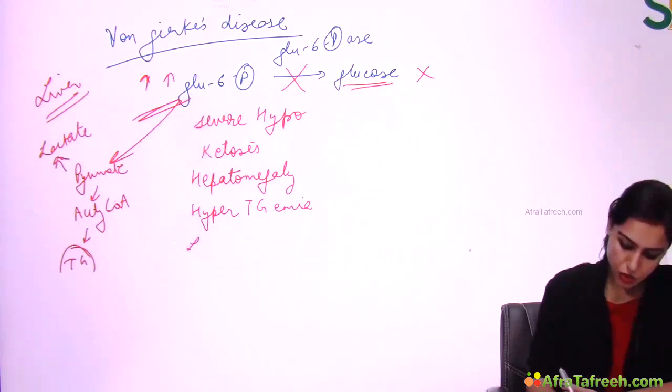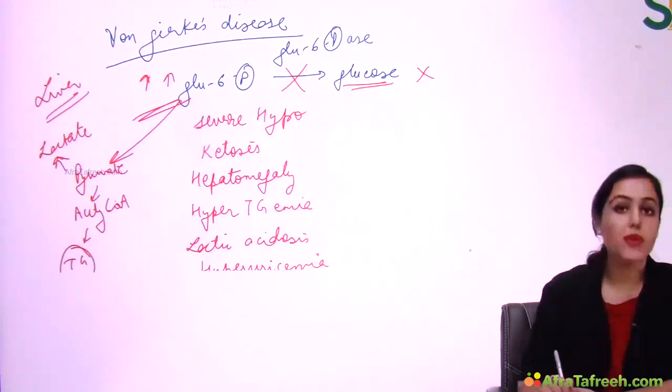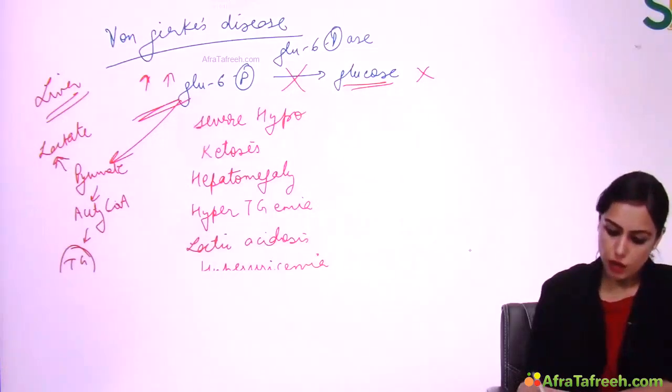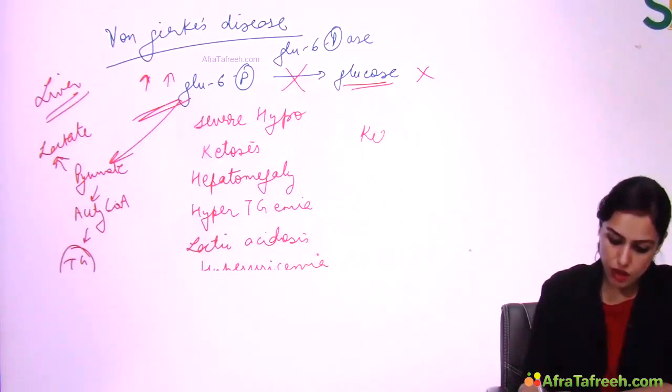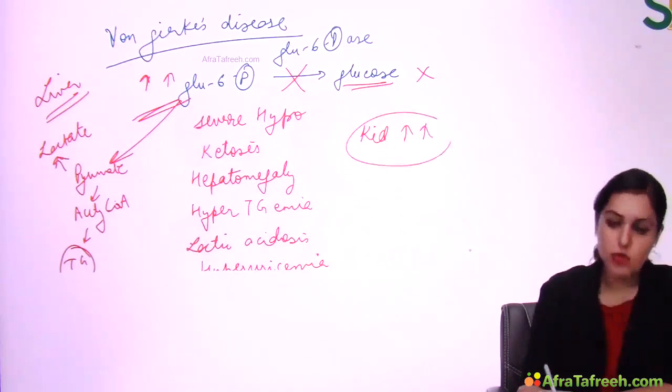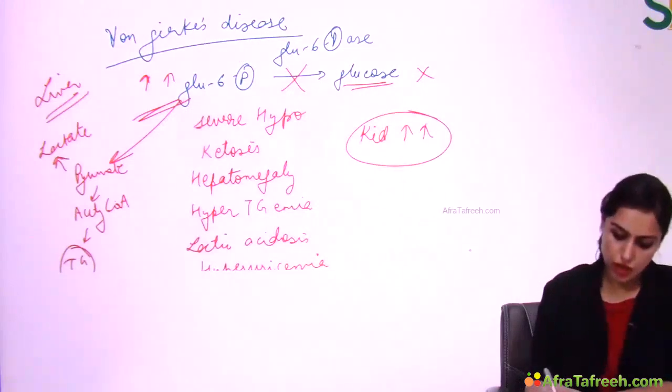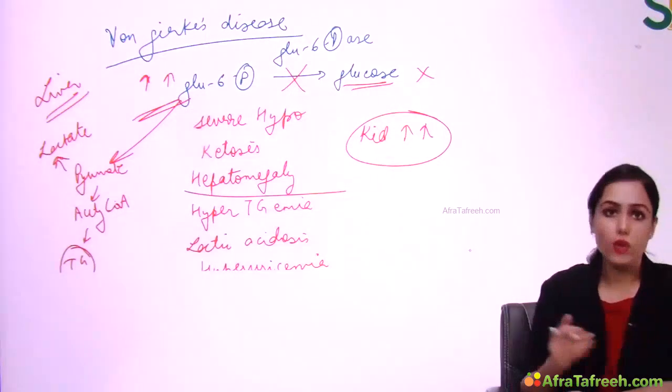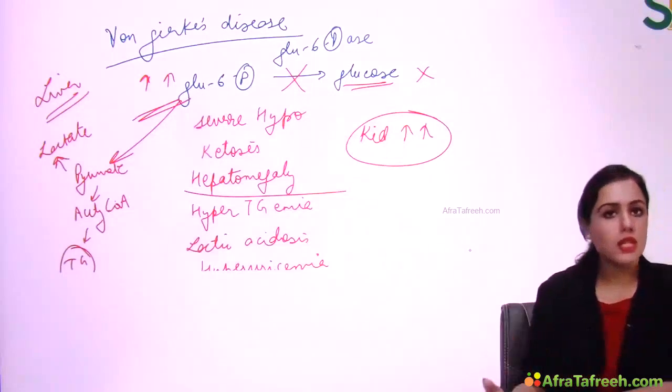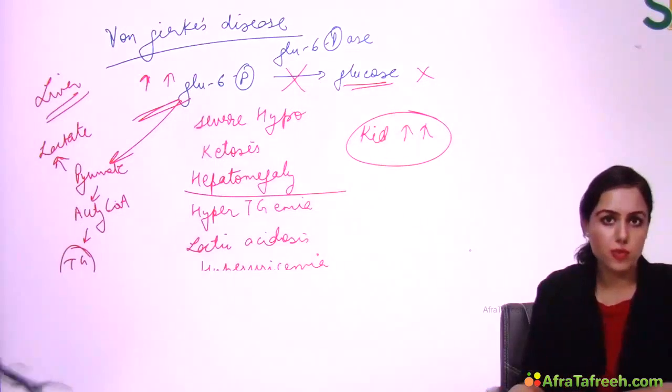So these patients also have lactic acidosis, and these patients also have hyperuricemia. I told you whenever lactic acidosis, then hyperuricemia will occur, right? And also kidneys are enlarged in these patients, but spleen is not enlarged. See, I have written hepatomegaly, not hepatosplenomegaly, but kidneys are found to be enlarged in these patients, right?